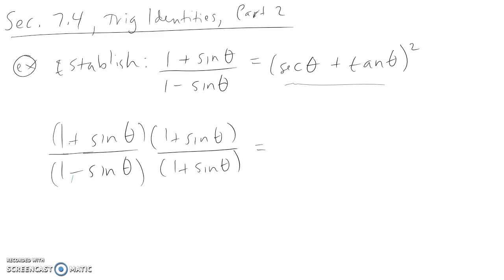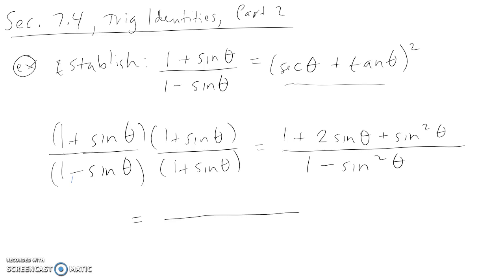We'll see what happens. Now on the top I get 1 plus 2 sine theta plus sine squared theta. Multiply that out. And on the bottom, if I multiply and FOIL, I get 1 minus sine squared theta. Well, I got my trigonometric identity on the bottom. It's true that 1 minus sine squared theta is equal to cosine squared theta. And this numerator, not sure what I can do with that yet, but let's just write it out again.